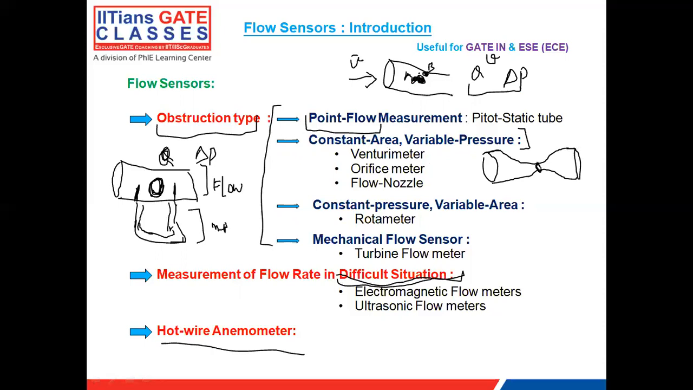So if you place any orifice, or what is an orifice? An orifice is nothing but a plate, and there is some hole in this plate. If the fluid is passing, then it has very little opening to pass through this pipe. So there will be some pressure drop here.